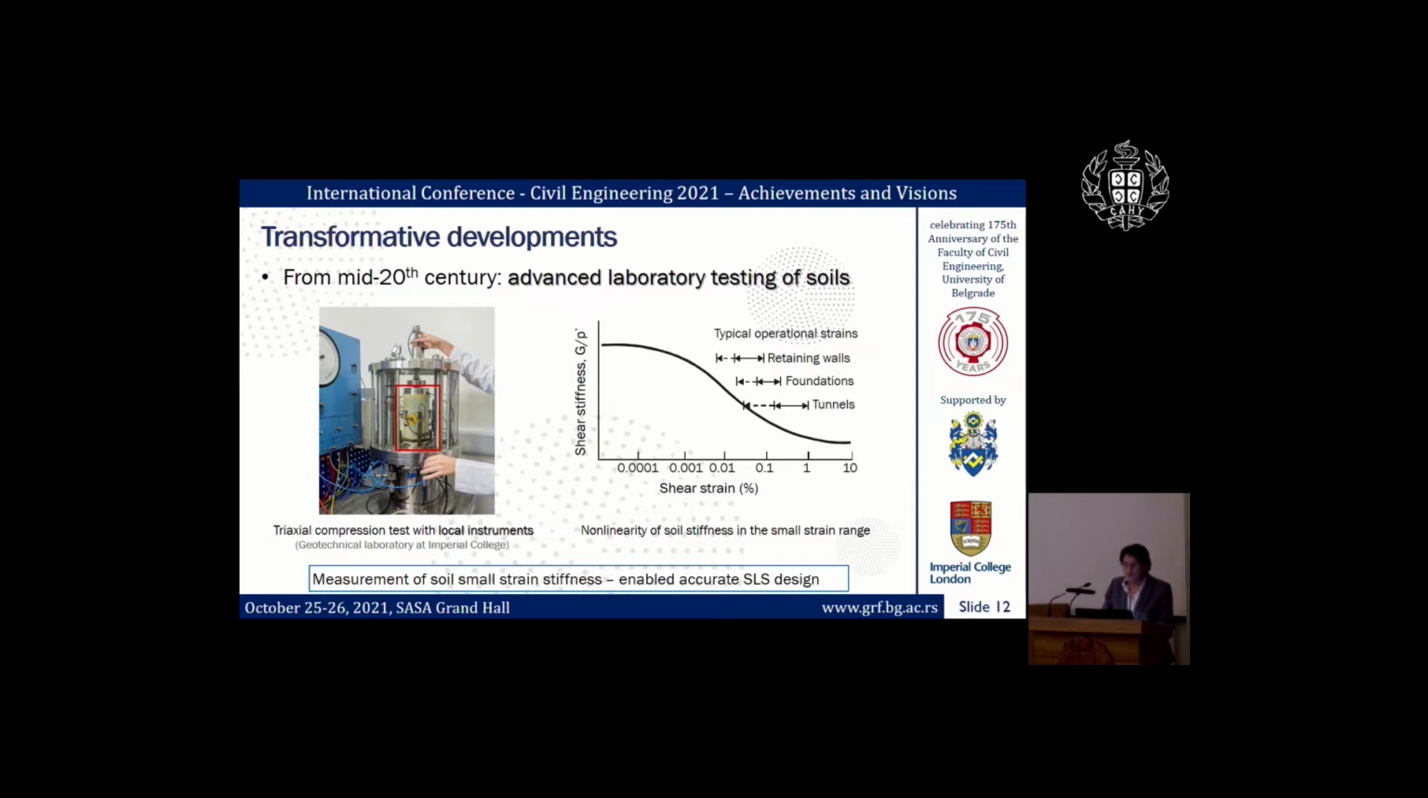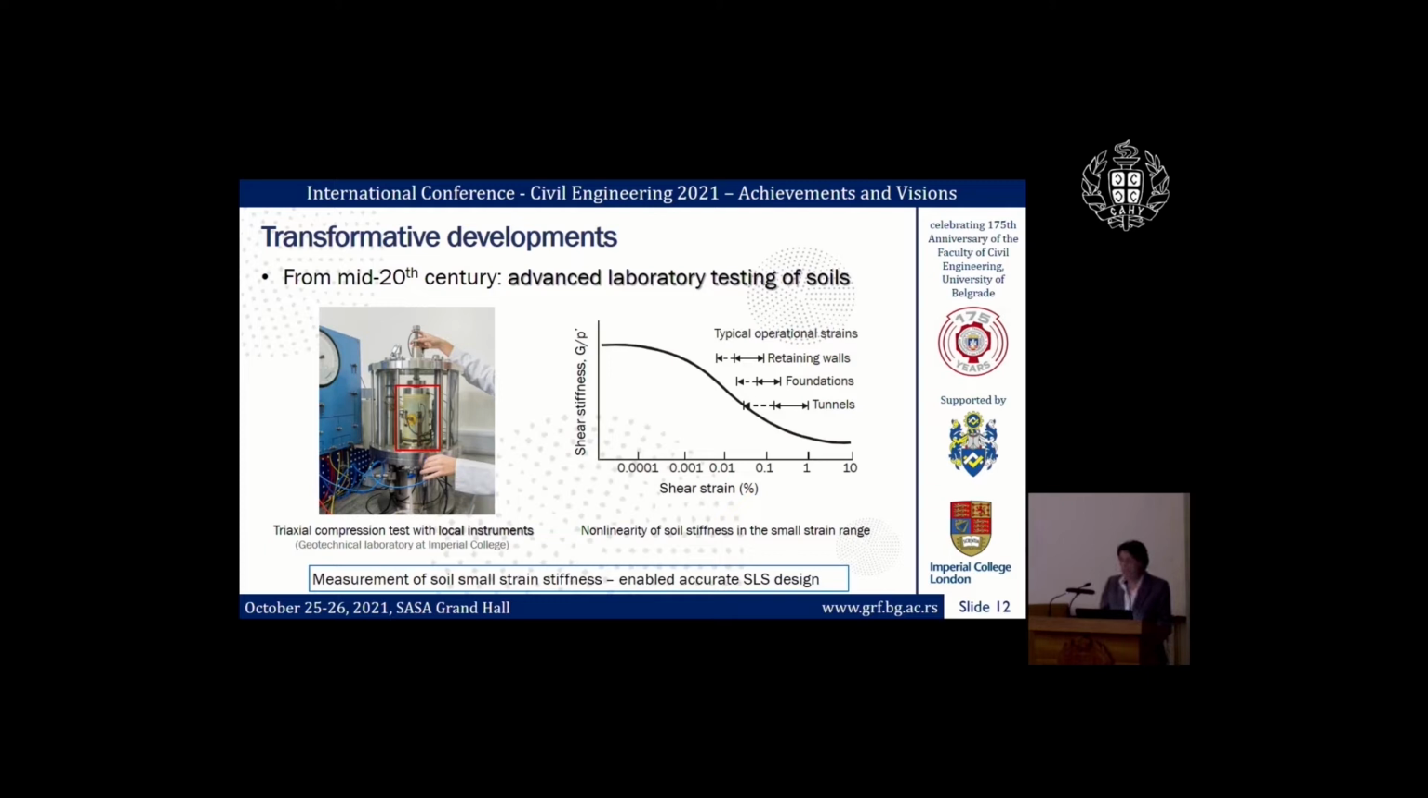therefore revealing that the stiffness of the soil here on the vertical axis plotted against the deformation of the sample is actually highly nonlinear. It is not elastic. It's maybe elastic at the beginning of loading, but then for the majority of working conditions of many of the geotechnical structures, it is a very nonlinear degradation, which is also dependent on stress level.